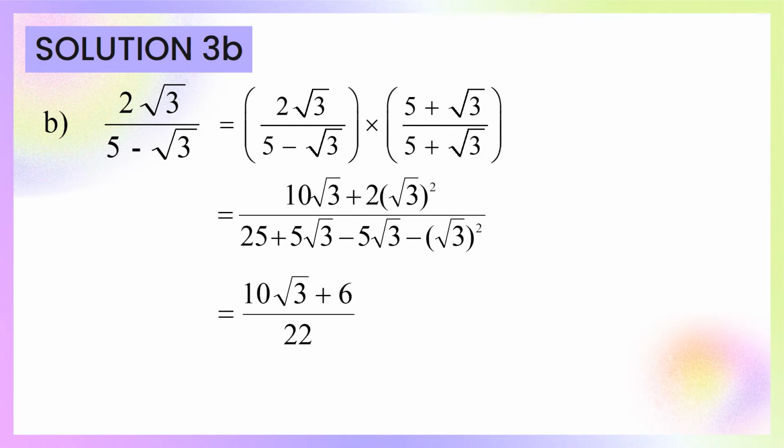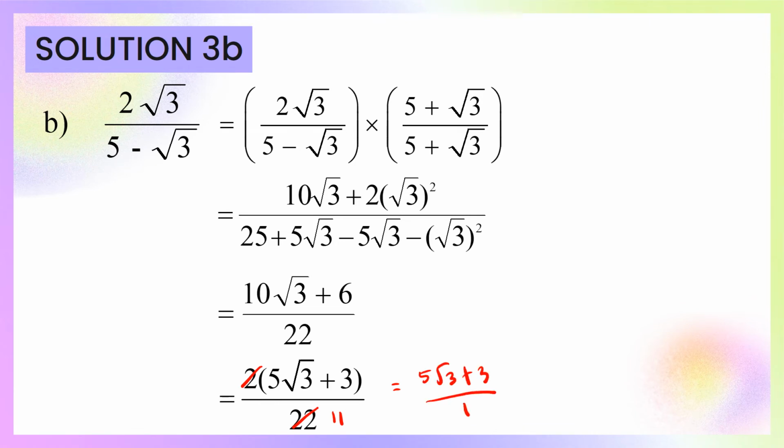Alright. And then after that, we can simplify by factoring the top one, we factor 2. So then 2 multiplied by 5√3 plus 3 over 22. Finally, we can simplify this fraction by canceling out 2. Then the denominator here becomes 11. Finally, our answer is 5√3 plus 3 over 11.